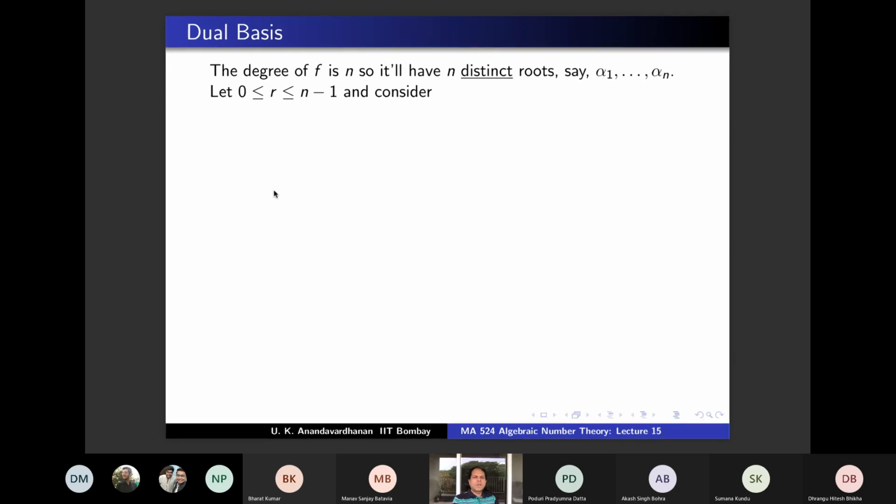Okay. Now consider an r which is less than or equal to n minus 1, and consider this polynomial expression. For each r, consider x to the power r minus this expression: the summation from 1 to n of f(x) divided by (x minus alpha_i), times alpha_i to the power r, by f prime of alpha_i. This is a polynomial in x. What is the degree of this polynomial? Here r is less than or equal to n minus 1, and f(x) has degree n and you are taking one x away, so this also has degree n minus 1 or less. So overall the degree of g is less than or equal to n minus 1.